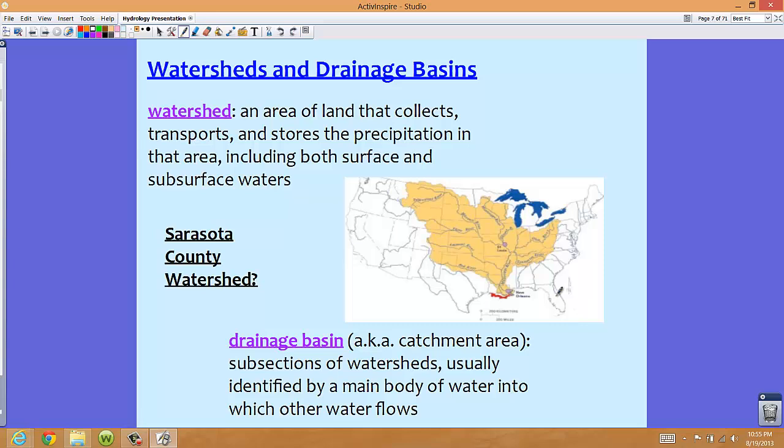So around where we are, we have several different rivers that flow into Sarasota Bay. And Sarasota Bay is where all that river water flows into. And we're going to talk about that very shortly.